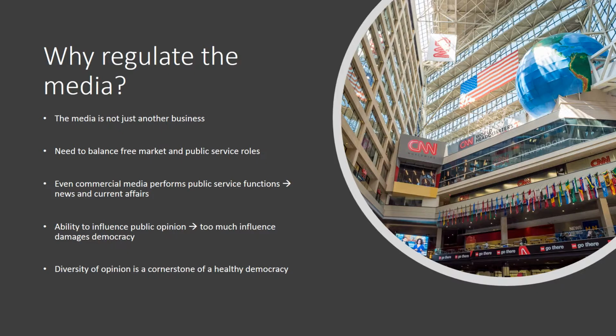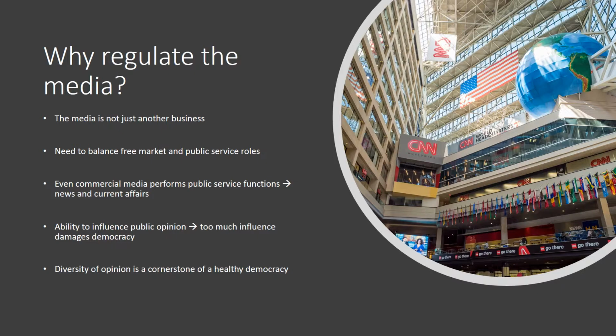The notion of influence is another very important reason why the media needs to be regulated, why we need laws and policies that control, if you like, the media. So again, this comes back to the idea that the media has the ability to influence public opinion. Too much influence is seen as potentially being very damaging for democracy. Too much influence damages democracy.